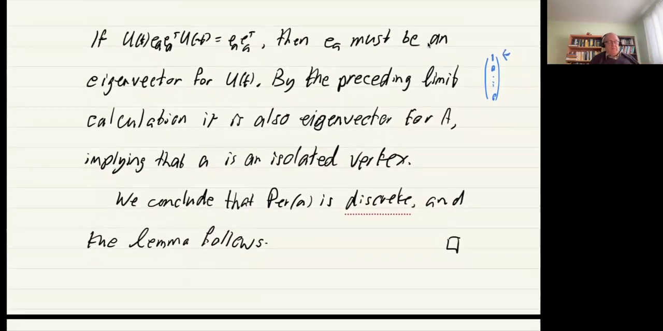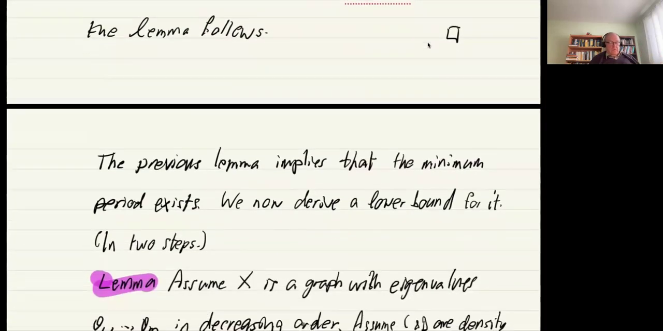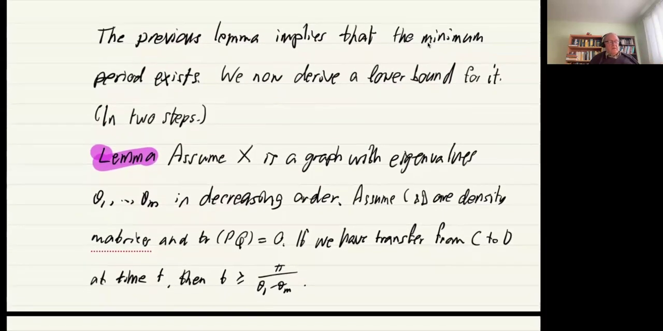Okay, any questions at this point? So this lemma implies that the minimum period exists, and we now get a lower bound in 2 steps. Okay, so assume X is a graph with eigenvalues theta 1 down to theta m in decreasing order. So I'm assuming that there are exactly m distinct eigenvalues, and assume that C and D are density matrices, and that the trace of C times D is 0. And then the claim is, if we have transfer from C to D at time t, then t is at least equal to this.